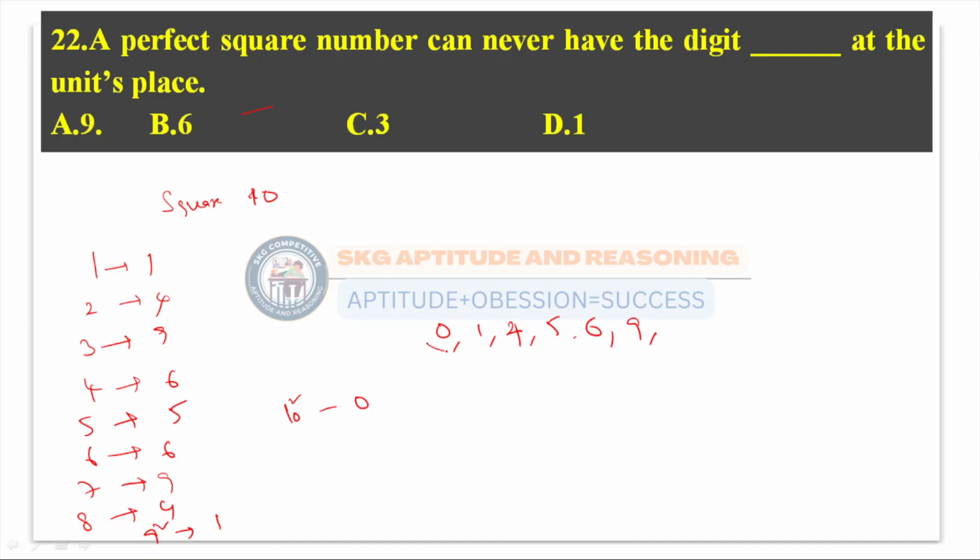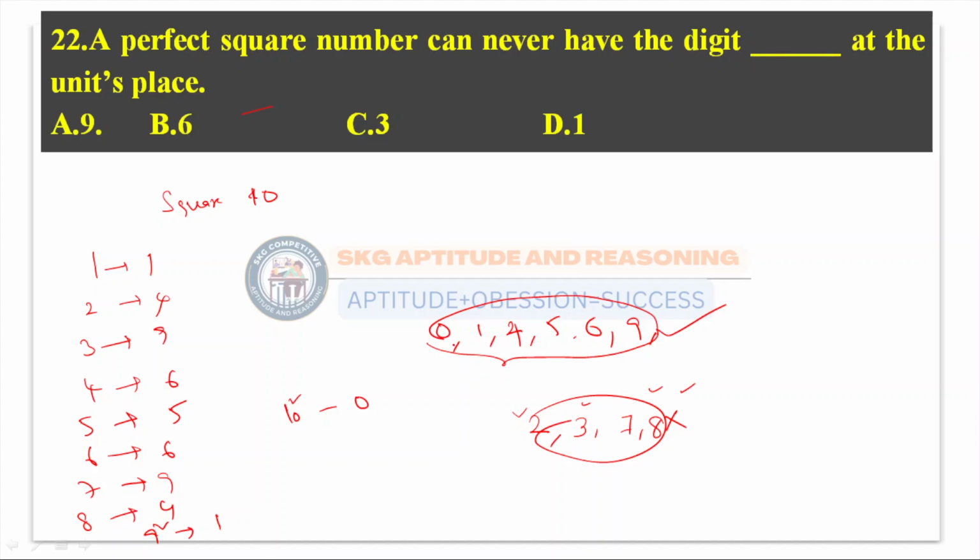So if you find any square, it always ends with only certain numbers. You never find a square ending with 2, 3, 7, or 8. You will never find a square ending with these numbers: 2, 3, 7, 8. A square always ends with only certain numbers.